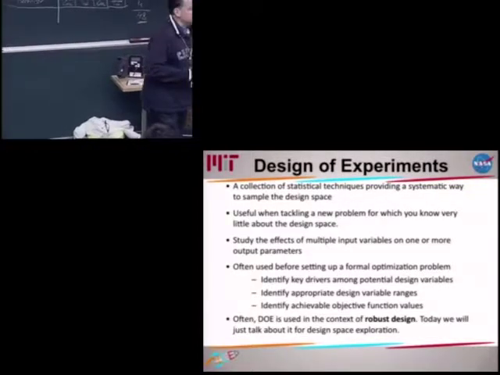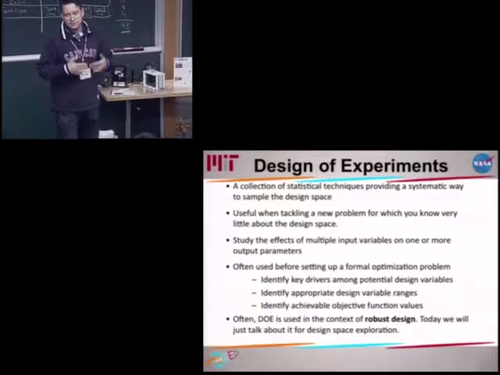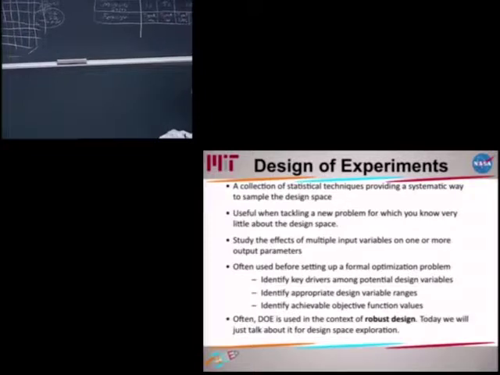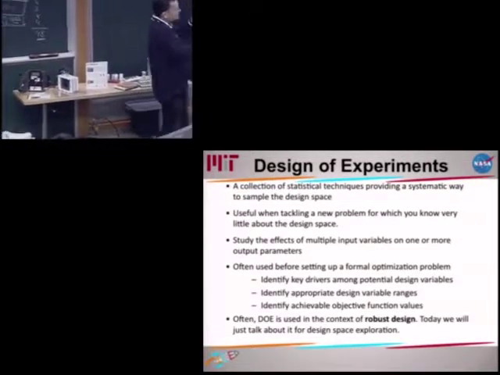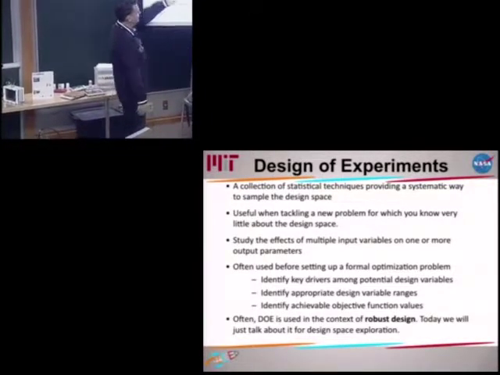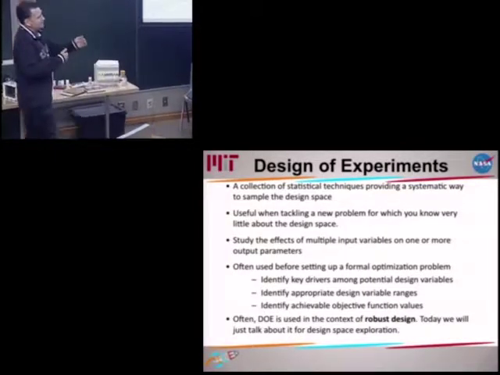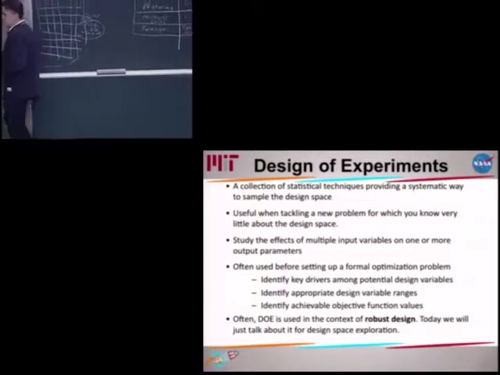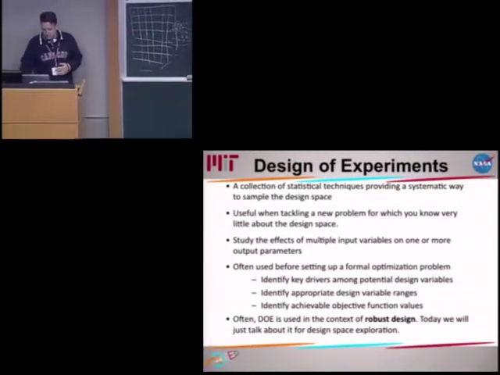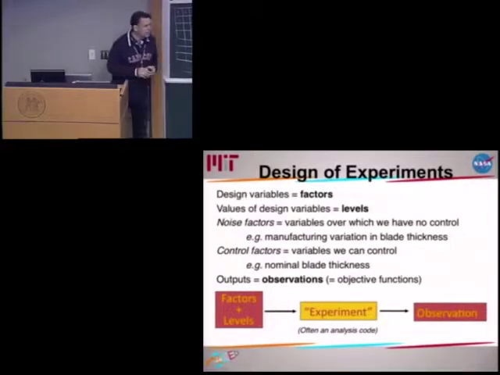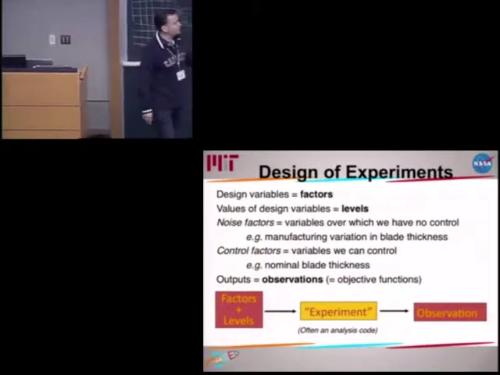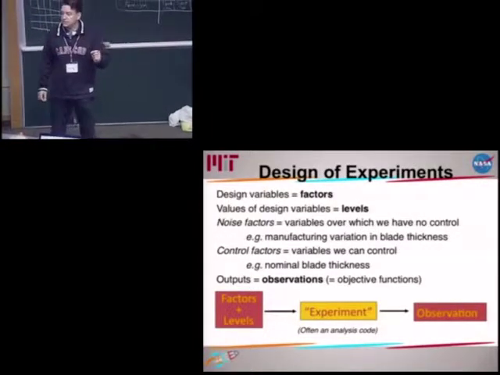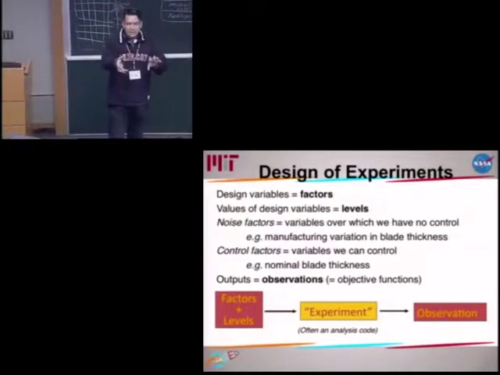And often this is a step before you start doing formal optimization. This is a precursor to optimization. You want to identify what the key drivers are, what the ranges of these design variables or drivers are, and then what's achievable in terms of the objective function. And often this is also associated with what's known as robust design. So the key elements of DOE are, first of all, the design variables. We call them factors in design. These are the factors. Those are the things that you, as a designer, the knobs you can turn.